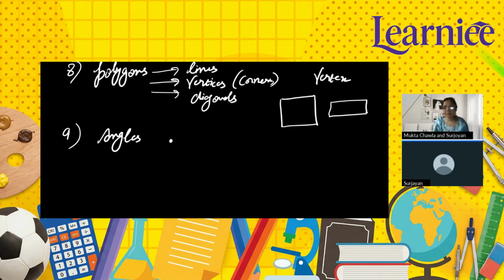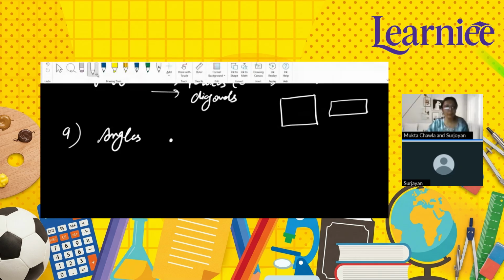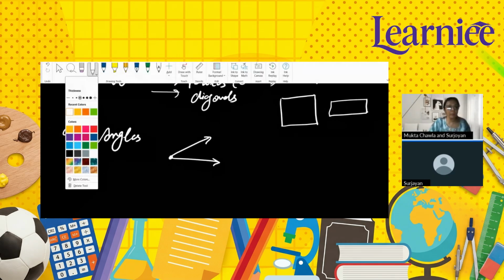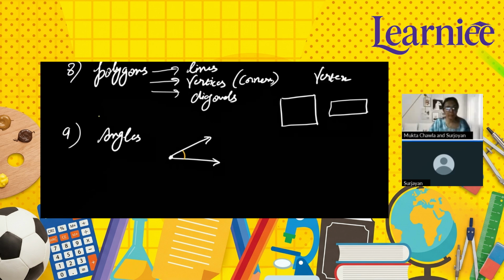Yes. Now, we said whenever we join any two rays with a common point, that is called an angle. So this would be the angle. See, I'm making it again. What would be the angle here? This would be the angle at the vertex, and we can label it O, A, B.